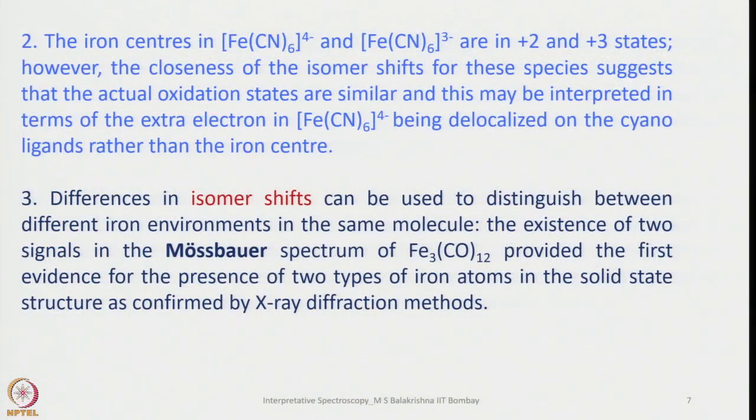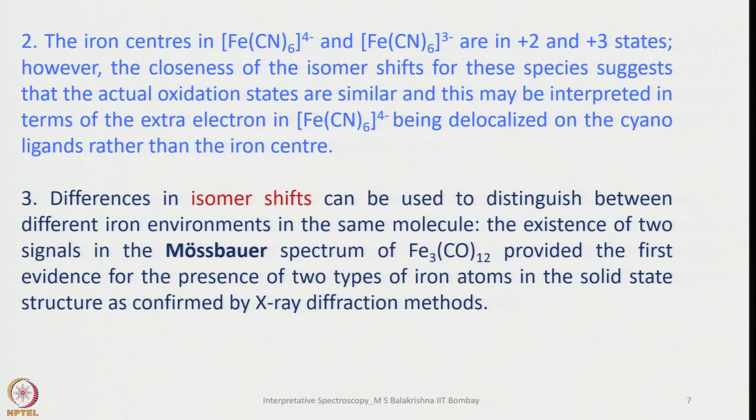So differences in isomer shifts can be used to distinguish between different iron environments in the same molecule as well. That means it not only clarifies the ambiguity about oxidation state, but it can also tell you about different geometric environments present in a molecule, although simply they appear indistinguishable.